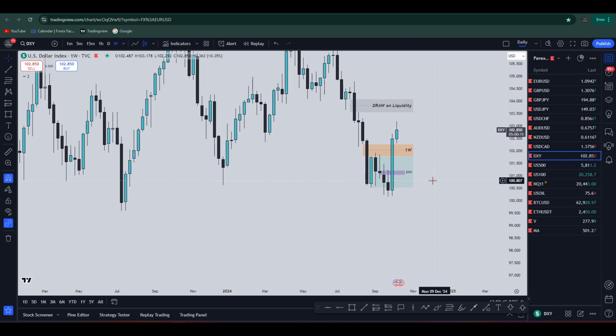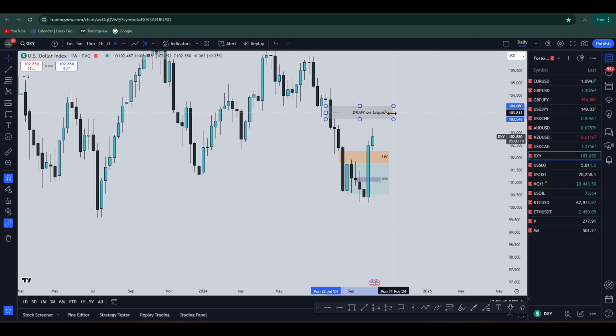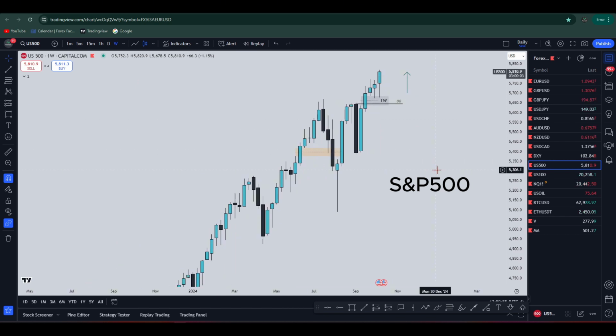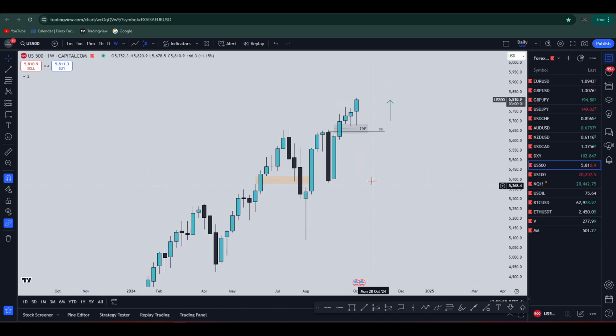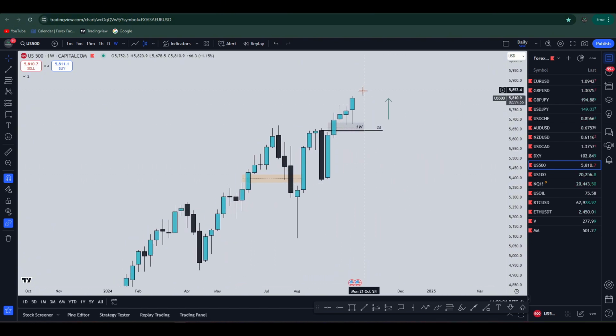DXY, I was bearish on DXY, right? But we turned around and now we're heavily bullish. This gap is my drawn liquidity. US 500, the S&P, we're still very much bullish, all-time highs, right? So not much to say. We'll still continue to climb. I would say it's an election year, so they want to show off the economy, which is not good, the US economy, but they want to show it off, so they will continue to pump this index higher.